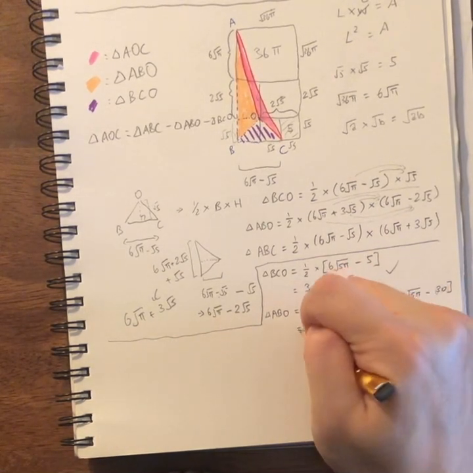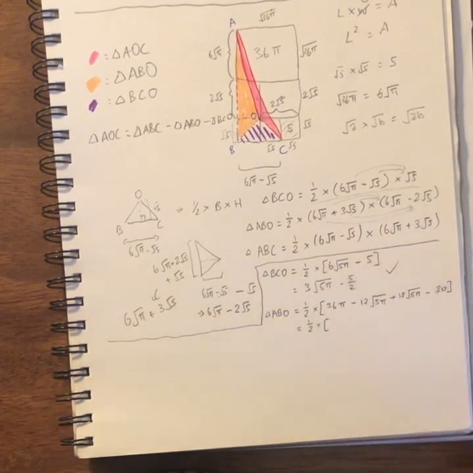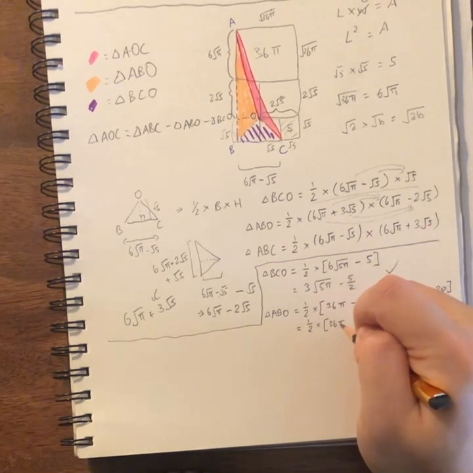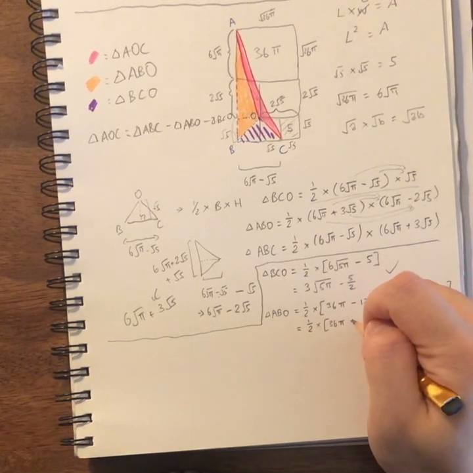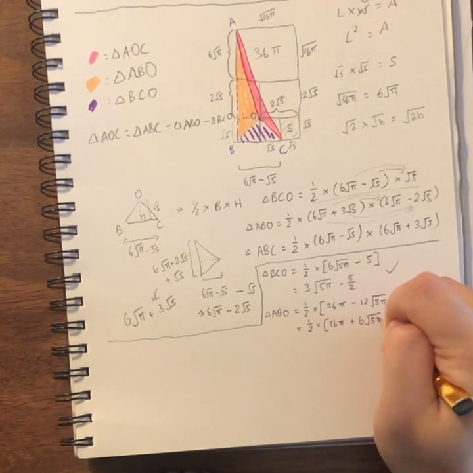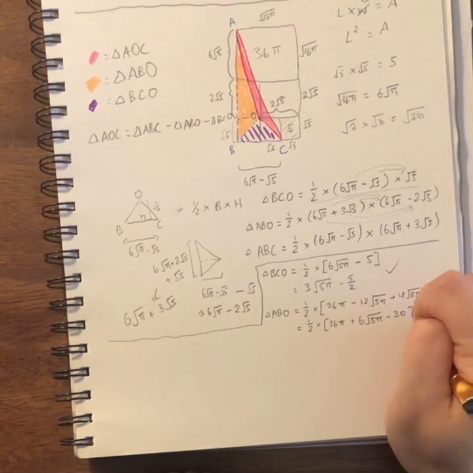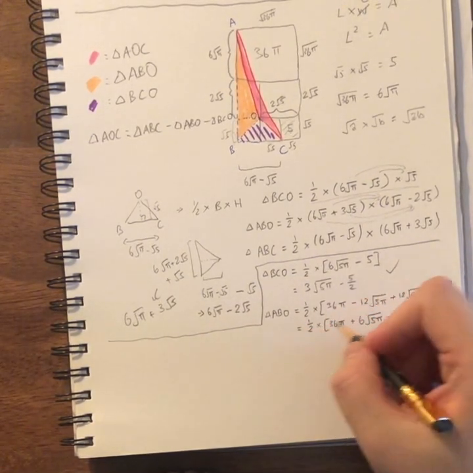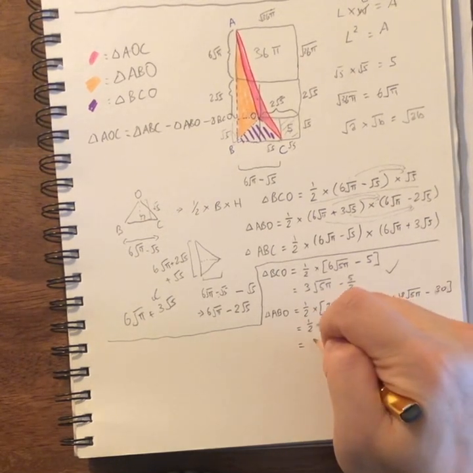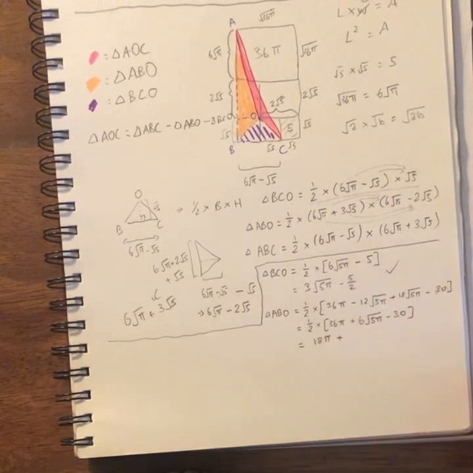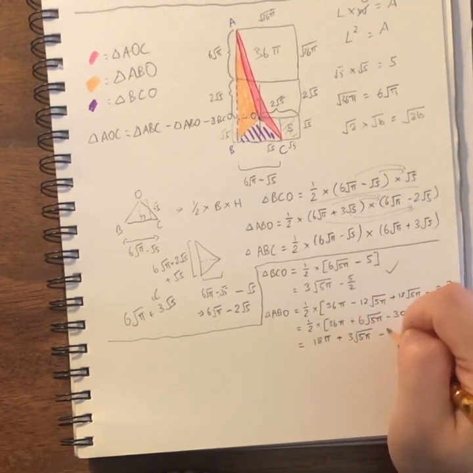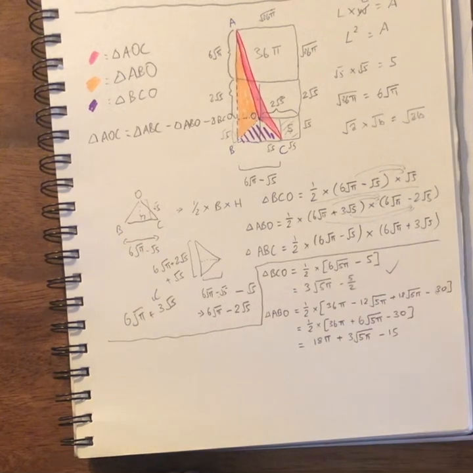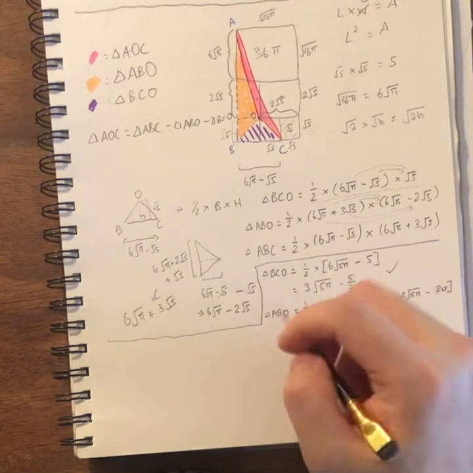Can we simplify this? Yes, we can. So I'll go half times 36 pi, well, negative 12 plus 18 is 6, so plus 6 root 5 pi, take 30. And then simplifying all of that, just half of whatever's inside here. So I would have 18 pi plus 3 root 5 pi, take 30 on 2 is 15. Okay, looking good.